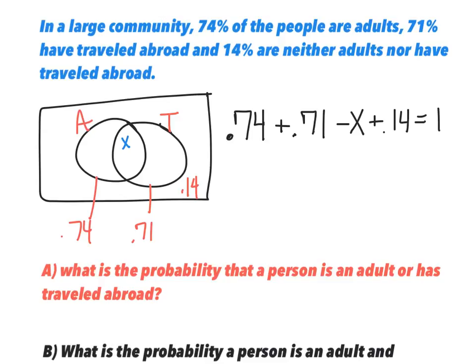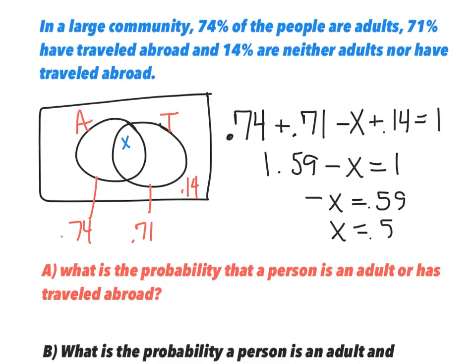So if I went too fast, let me say it again. I'm basically writing an or statement. This circle or this circle, so that's 0.74 plus 0.71, minus anybody that repeats, that's in both, so minus X, plus this 0.14 has to total 1. So if I add those together, I get 1.59 minus X has to equal 1. And I can subtract that over, so negative X has to equal negative 0.59, X has to equal 0.59. Which tells me that X, the probability that you're in both, is 0.59.